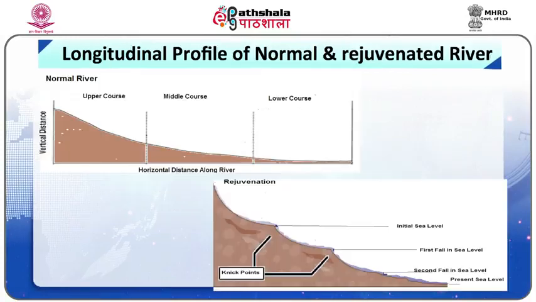This diagram shows profile of a normal river and a rejuvenated river. In case of normal river, the profile is usually concave and the slope becomes gentle towards the mouth of the river. In rejuvenated river, the profile shows numerous pronounced breaks indicating neck points or heads of rejuvenation.